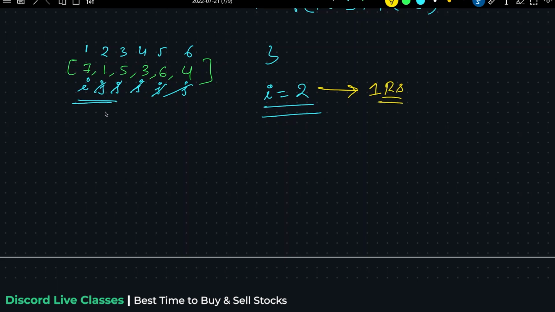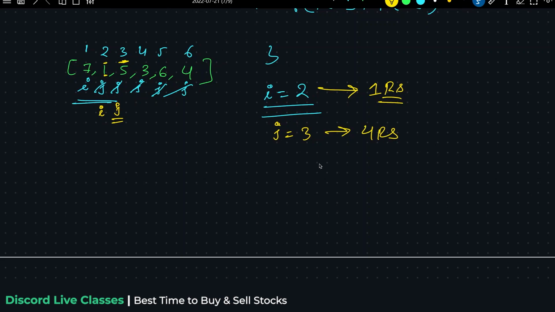What I will be doing, I will be starting j from i plus 1, and I will be selling this stock. I bought this particular stock at 1 rupee, and I will be selling from the next day, the third day. I bought this stock on the second day and I will start to sell it on the third day. The price on the third day is 5 rupees. How much profit did I get on j equals 3?